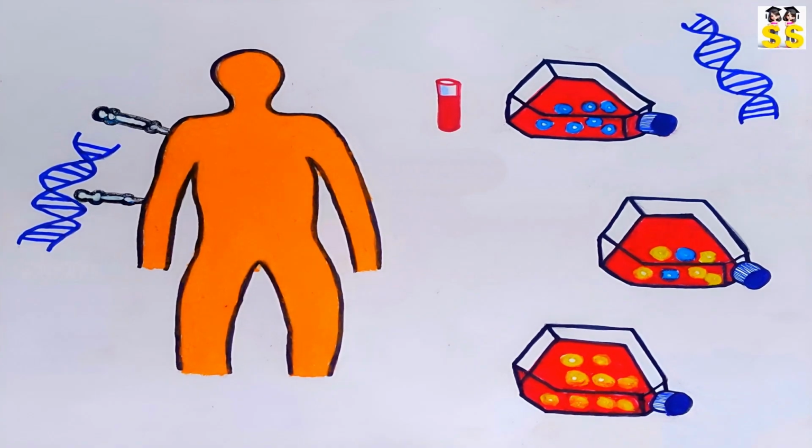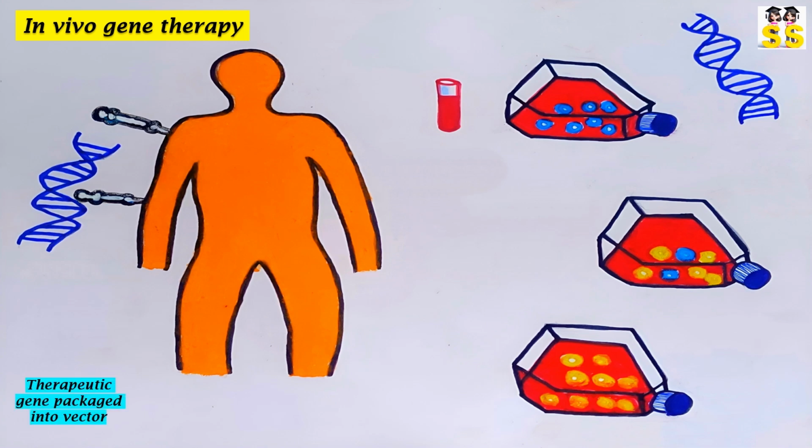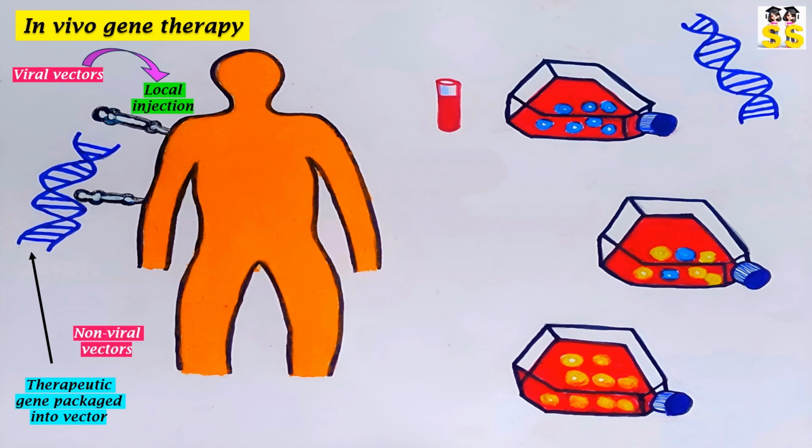For any type of gene therapy to work, genetic material first needs to get inside the cells of the diseased person. This can happen in any one of two ways. In vivo gene therapy, on the left, starts with packaging the therapeutic gene into either a viral or non-viral vector. Viral vector carrying the therapeutic gene is locally injected to the specific organ inside the patient's body. Systemic infusion is done in case of non-viral delivery system.